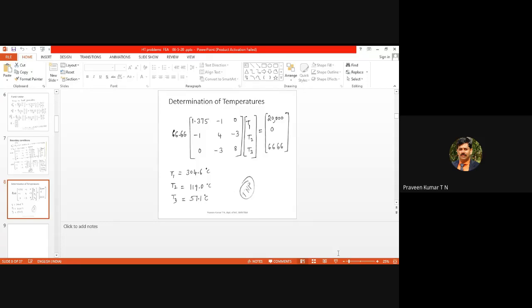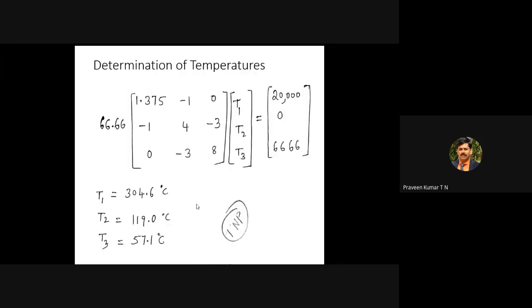I hope the PPT is visible. Yes or no? Yes or no, PPT? Someone can answer. Yes or no? Yes, sir. Okay. Then we'll go for one more problem on fins.